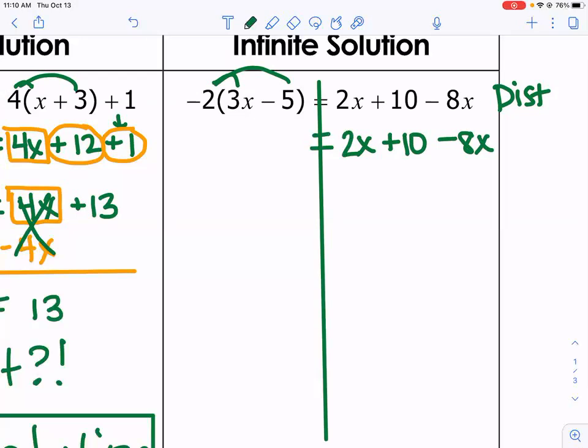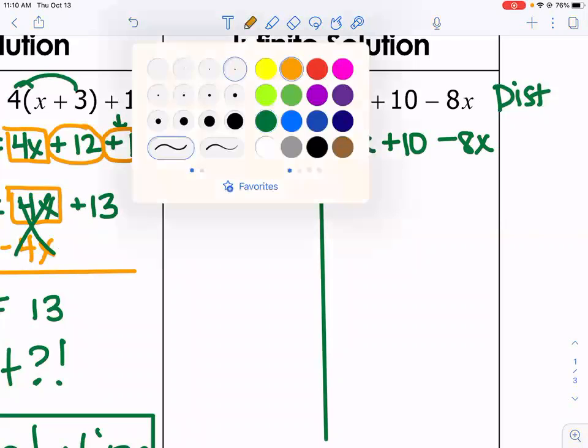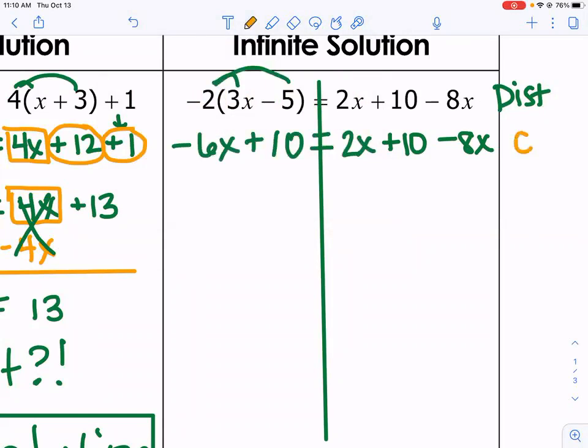Ryan, when we distribute the -2, what do we get on that left side? Why is it a +10, Ryan? Okay, so it's a -2 times a -5. That negative times negative makes a positive. Okay, so now let's go ahead and combine like terms.